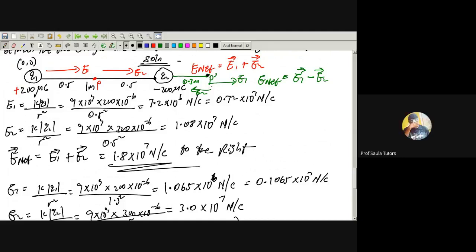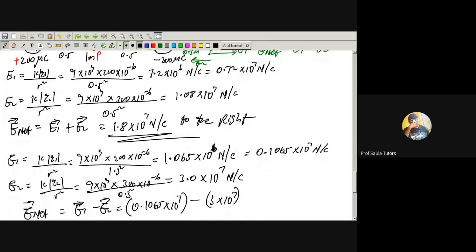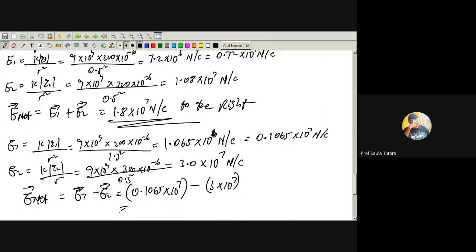That is why the total electric field will be negative altogether. You can say it is pointing towards Q2, negative. So what do we have here? 0.1065 minus 3, that's minus 2.8935 times 10 to the power of 7. It means that your electric field is 2.89 times 10 to the power of 7 to the left.